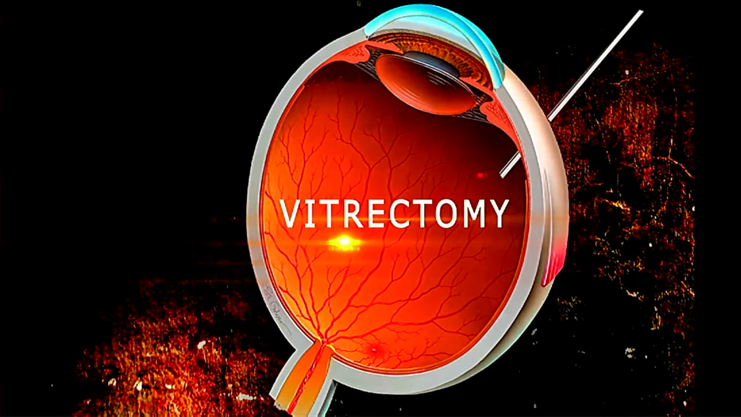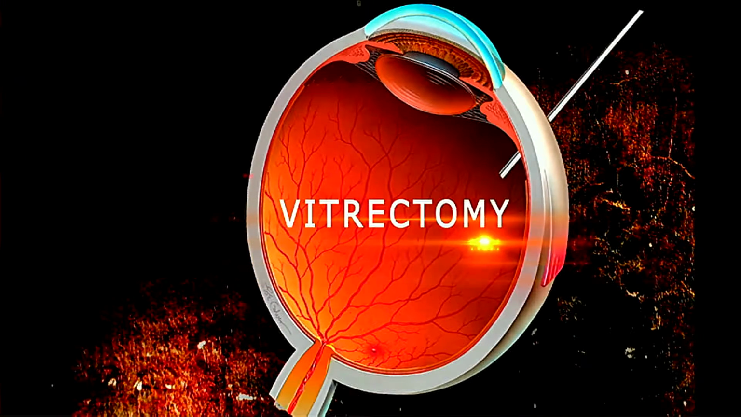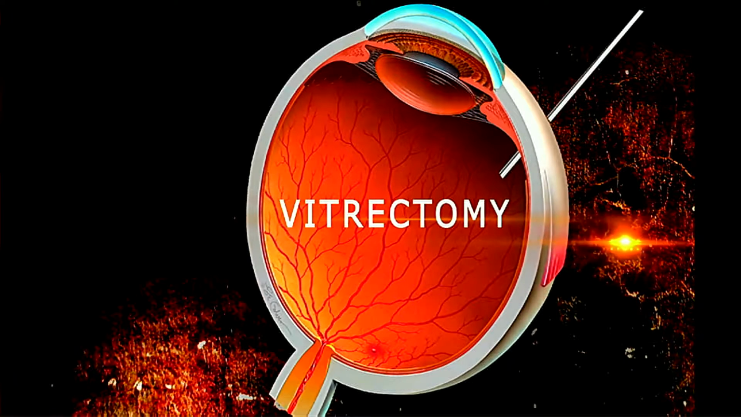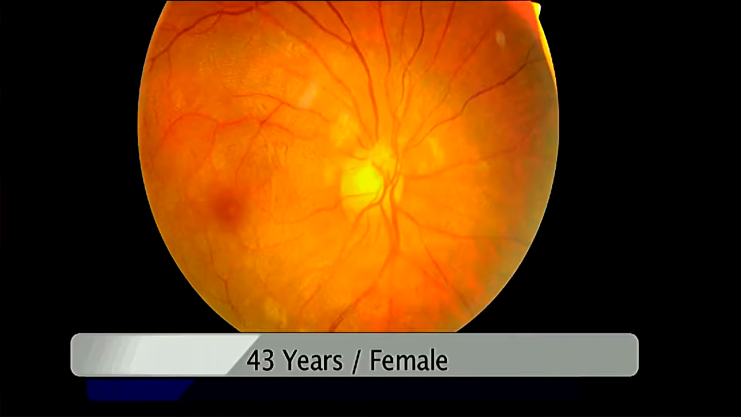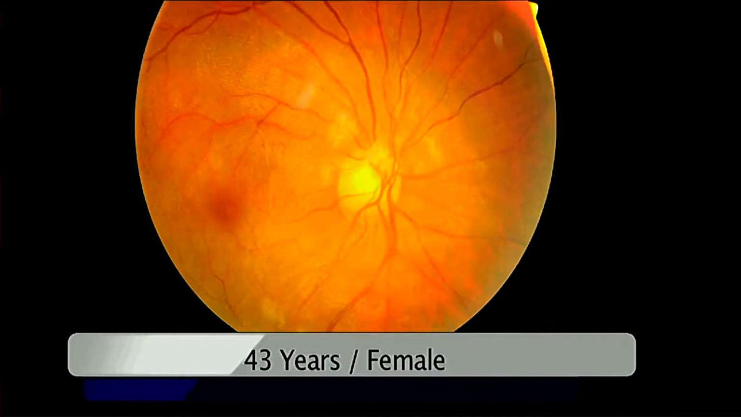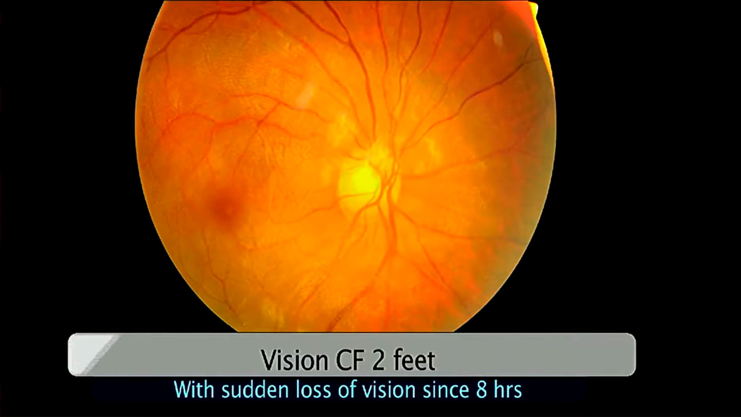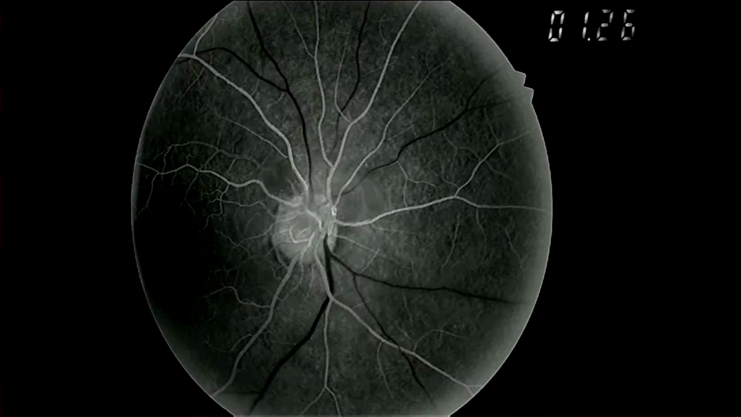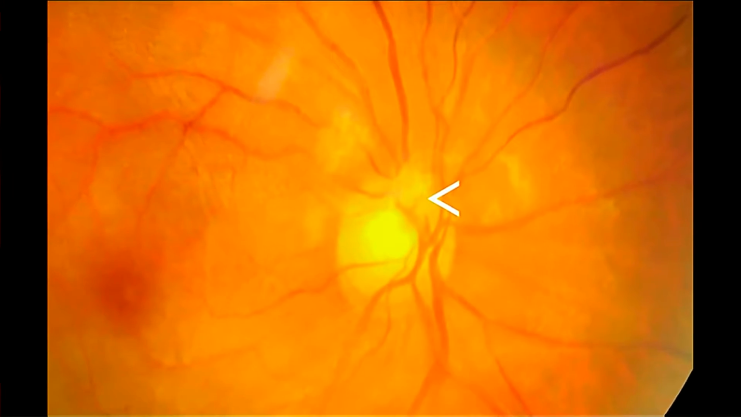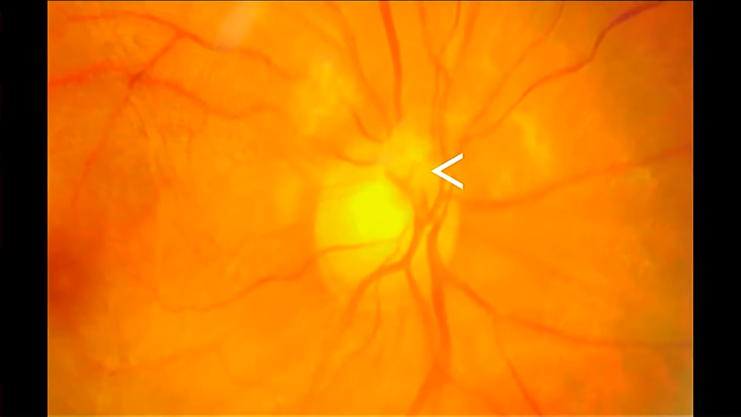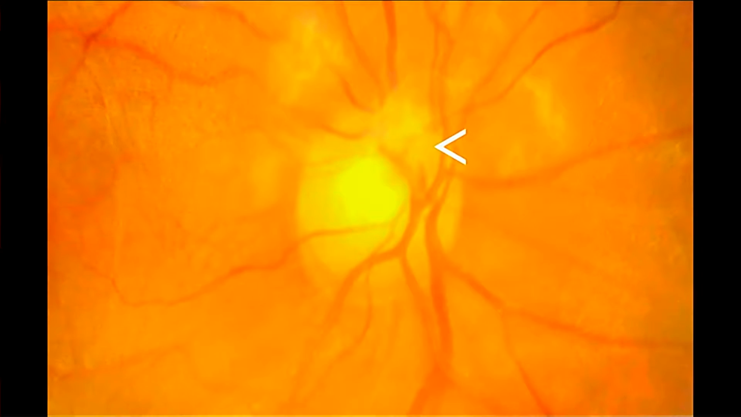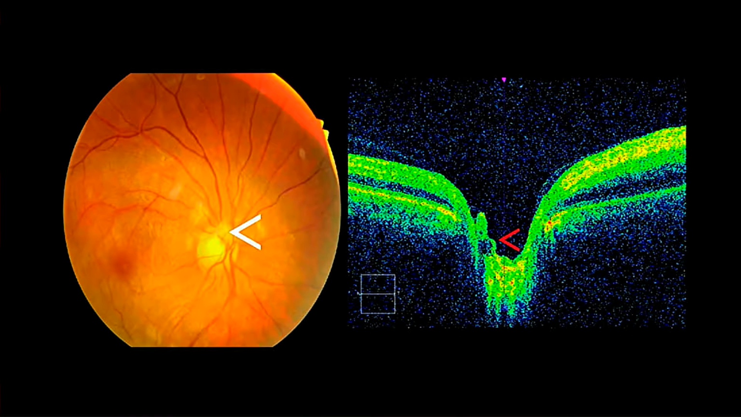We then decided to proceed and perform a vitrectomy. Why was this decision taken? This was because 4 years ago, a 43-year-old female patient had presented to us with central retinal artery occlusion. On careful examination, we saw an abnormal glial tissue on her optic disc, and beneath this tissue, the central retinal artery was seen pulsating. This tissue was confirmed on an OCT.